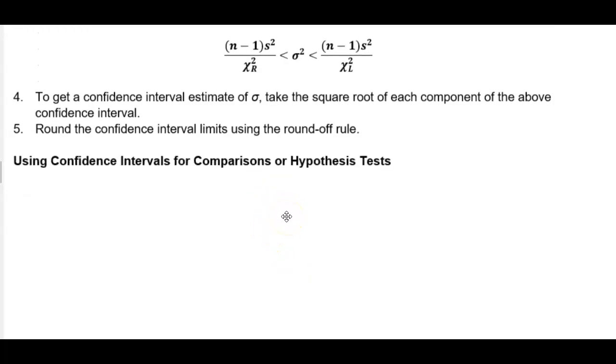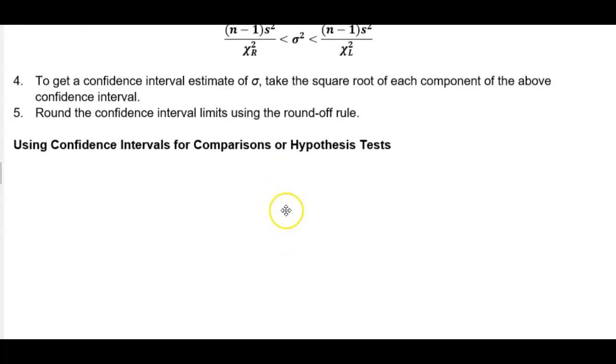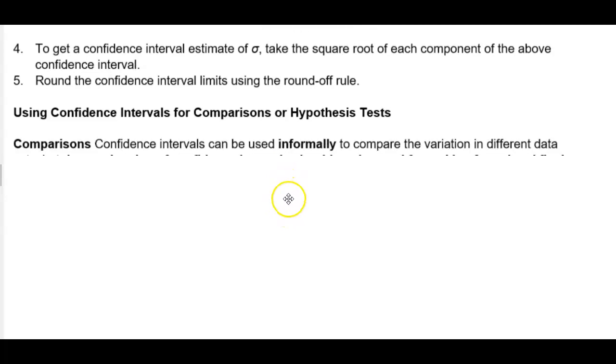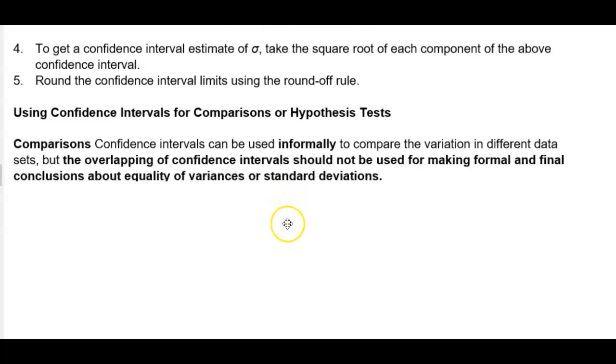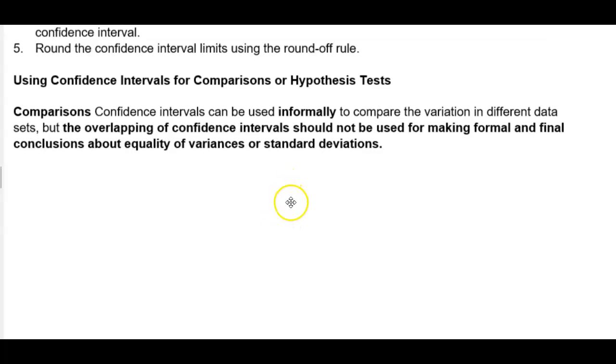Now, using confidence intervals for comparisons or hypothesis tests. Comparisons: confidence intervals can be used informally to compare the variation in different data sets, but the overlapping of confidence intervals should not be used for making formal and final conclusions about equality of variances or standard deviations.